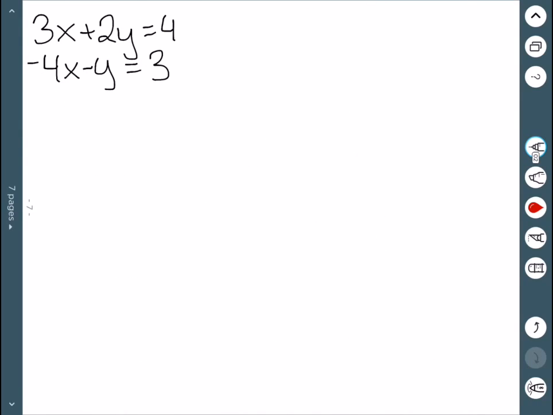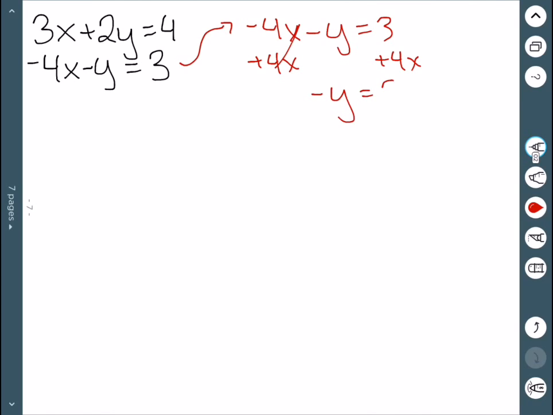One more example. We have this system of equations. And once again, I suggest picking an equation and a variable that has a coefficient of either 1 or -1. In this case, I'm going to solve this second equation for y. We'll add 4x to both sides. And this gives us -y is 3 plus 4x. Multiplying through by -1 tells us y is -3 minus 4x.